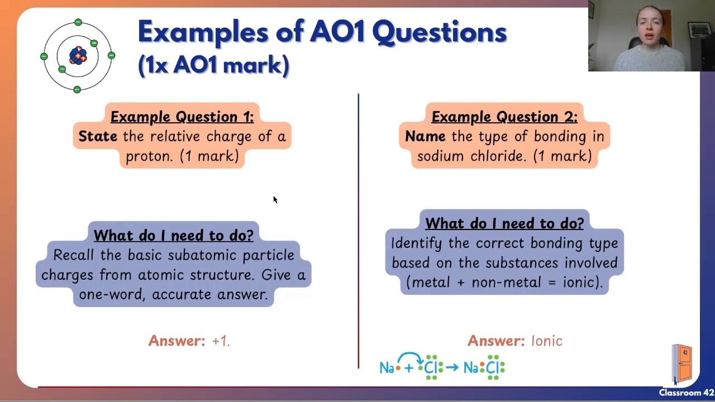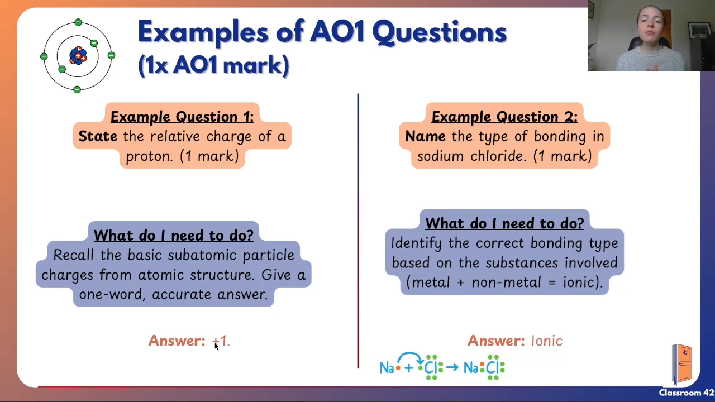So here are some examples of some AO1 questions which are both worth 1 mark. We've got example question 1 here, which is: state the relative charge of a proton. For this question, you need to recall the basic subatomic particle charges from your atomic structure. Because you're only stating a charge, you only need that 1 word accurate answer, which is +1. So protons have a +1 charge, neutrons have a 0 charge, and electrons a -1 charge.